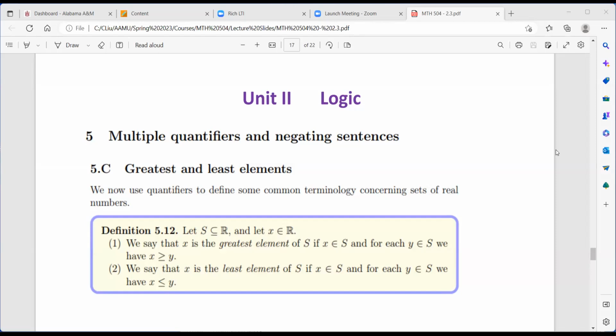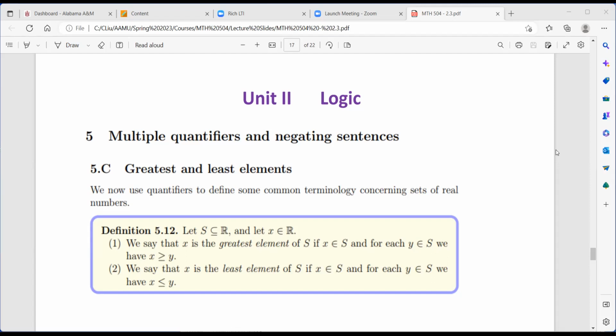When you have multiple quantifiers and you want to negate a sentence with those multiple quantifiers, then you have to be careful how to negate a compound statement with those quantifiers. You would change the universal quantifier to existential quantifier and vice versa, and then negate the sentence. All right.